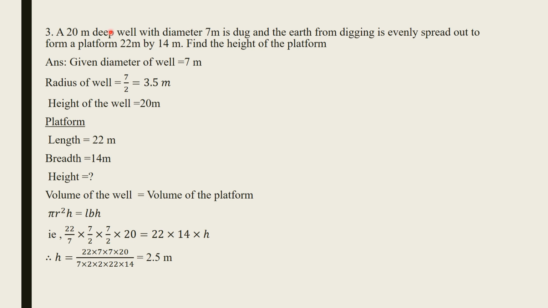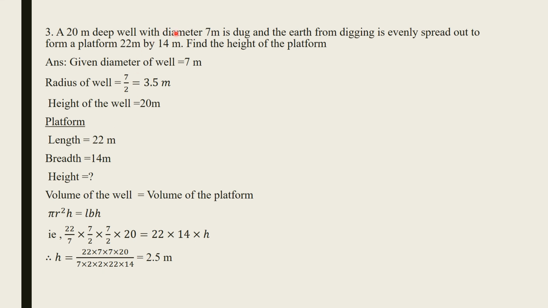Here we can take the well in the shape of a cylinder and we can take diameter is equal to 7 meter. Therefore, radius will be 7 by 2, which is equal to 3.5 meter. Depth of the well is given as 20 meter, which is height equal to 20 meter. And it is given that the earth taken out of the well is spread out to form a platform. So let us take the platform in the shape of a cuboid where length is equal to 22 meter and breadth is equal to 14 meter. We need to find the height of the platform.